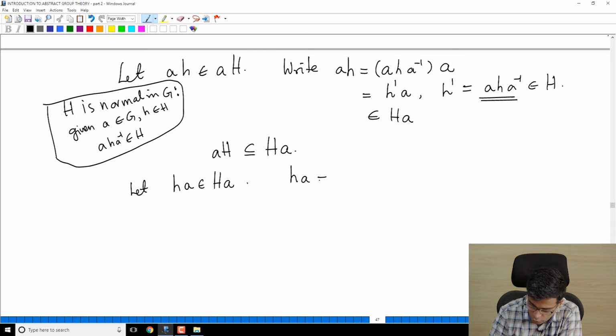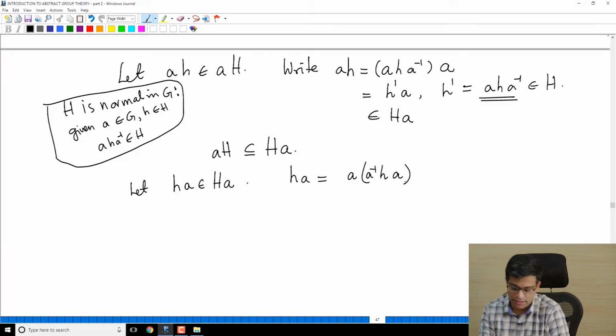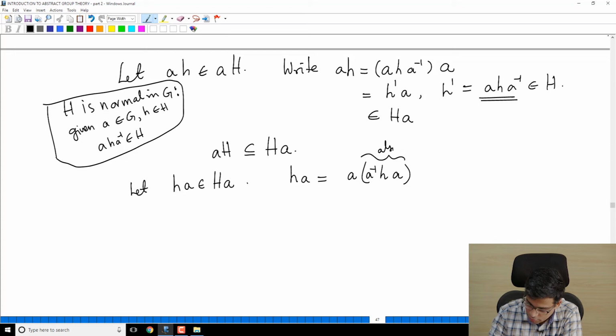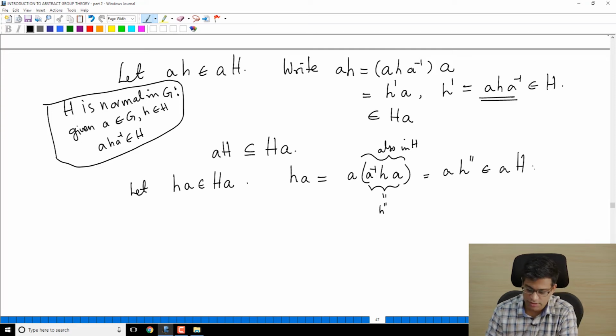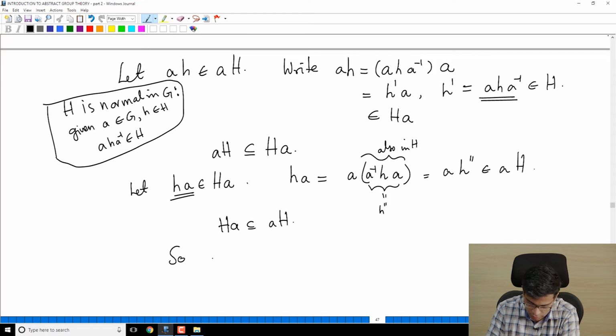Then what we write as before, let's write it as A times A inverse times HA, right? That is the same as this because of associativity. But if A H A inverse is in H, this is also in H, right? So call this equal to H double prime, A H double prime, and this is by definition of a left coset in AH. So every element here, arbitrary HA, is in AH. So HA is in AH, hence AH equals HA.